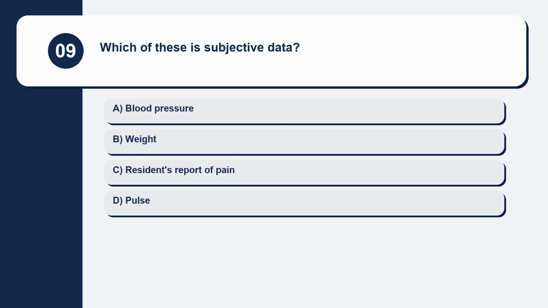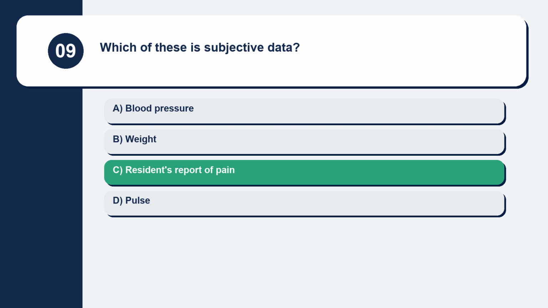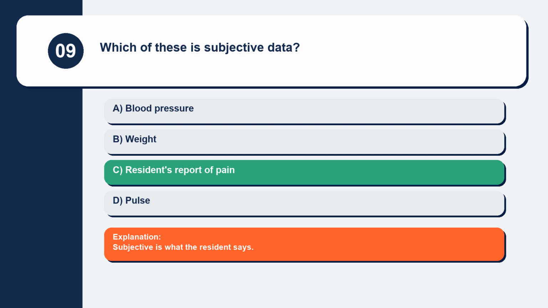Question 9. Which of these is subjective data? Blood pressure, weight, resident's report of pain, pulse. Answer: the resident's report of pain. Subjective is what the resident says.